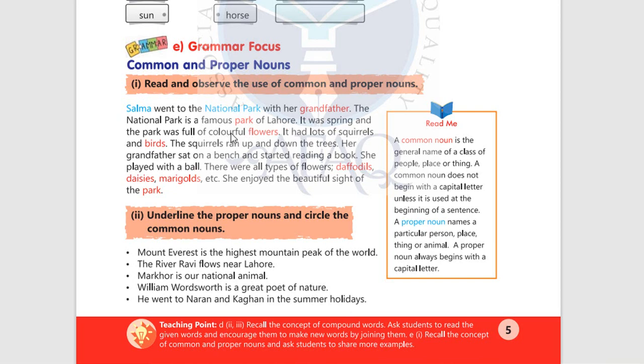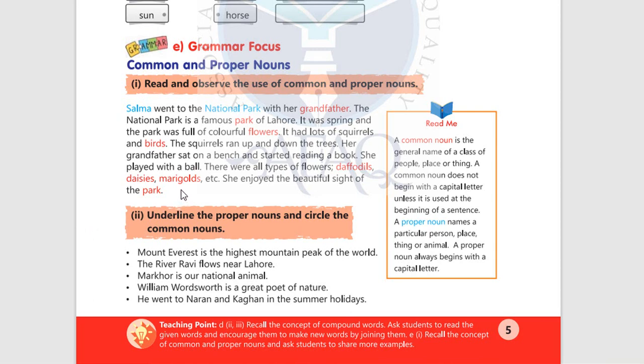It was spring and the park was full of colorful flowers. It had lots of squirrels and birds. The squirrels ran up and down the trees. Her grandfather sat on a bench and started reading a book. She played with a ball. There were all types of flowers, daffodils, daisies, marigolds, etc. She enjoyed the beautiful sight of the park.